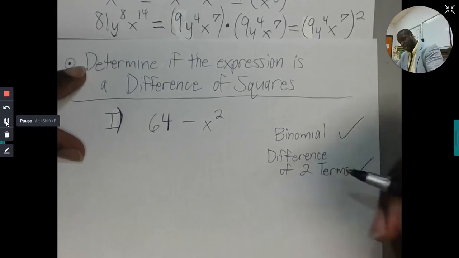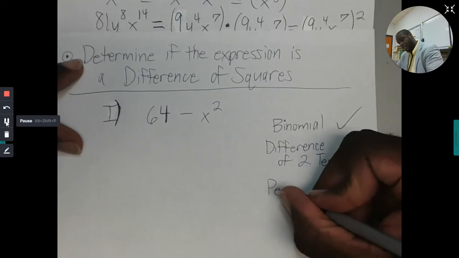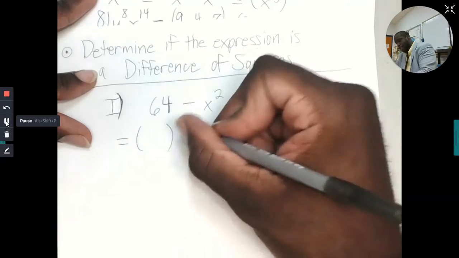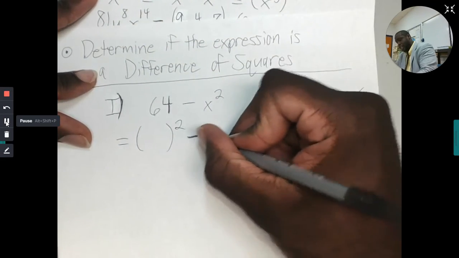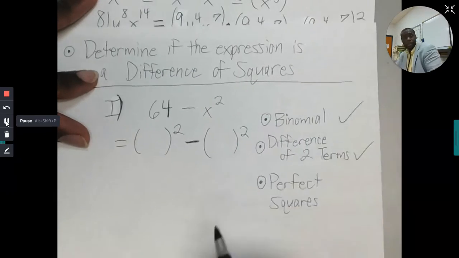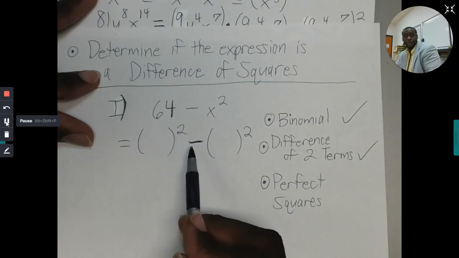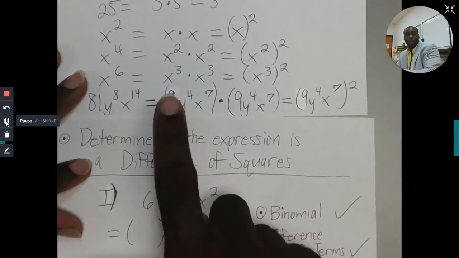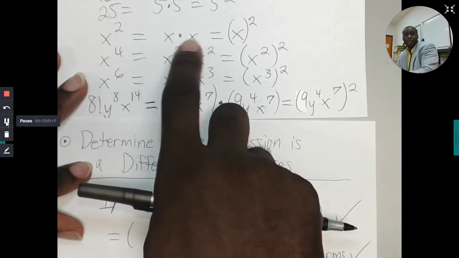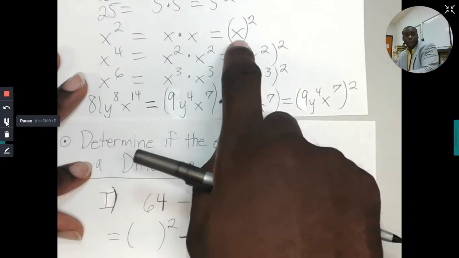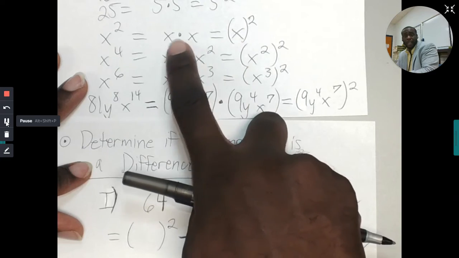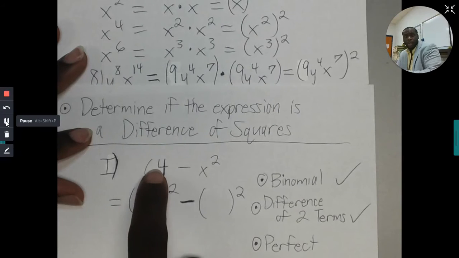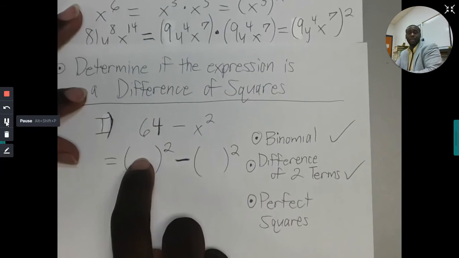Now, we have to check to see if those two terms are perfect squares. So, can we write this expression in this form, something squared minus something squared? Again, folks, in order for it to be a perfect square, it has to be a number that's the result of multiplying the same thing times itself, or in other words, the result of squaring something. So, is 64 the result of squaring some number?